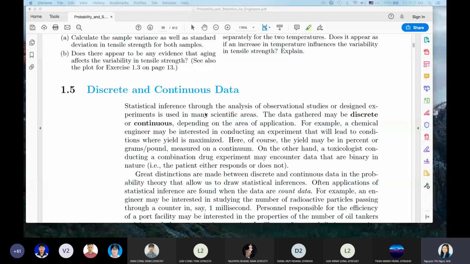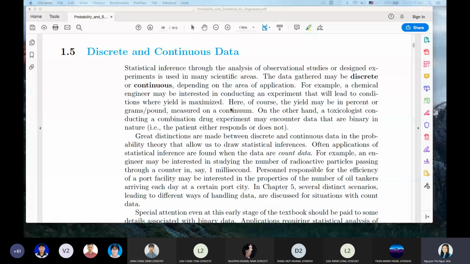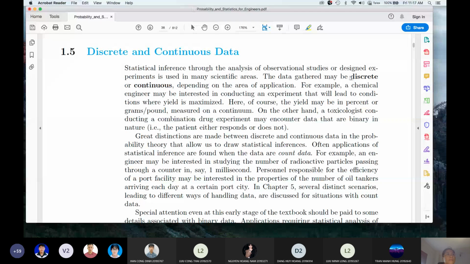Okay. Now, lesson 5, discrete and continuous data. People divide data into two types, discrete and continuous. What is the difference between discrete and continuous? What is discrete, and what is continuous?